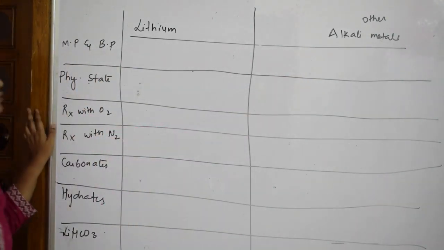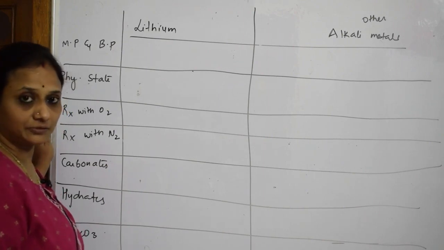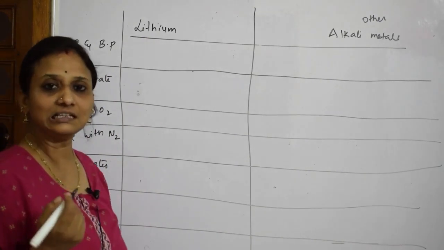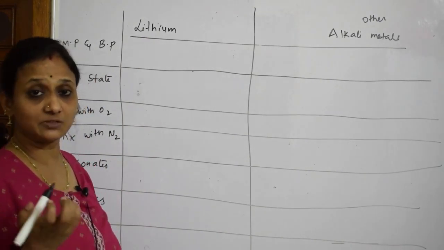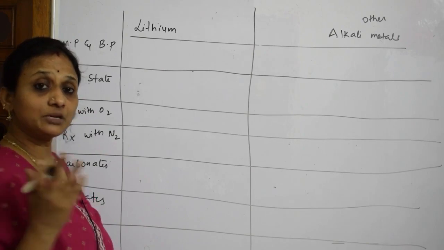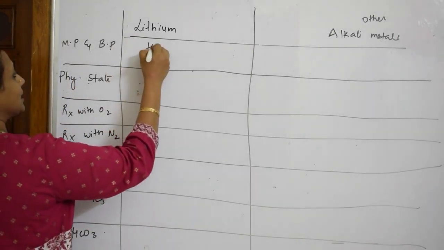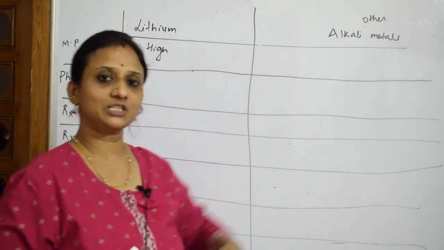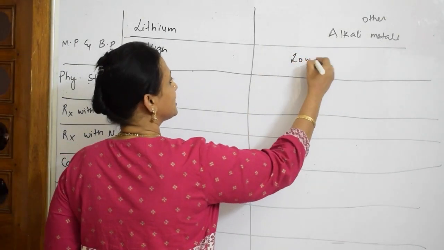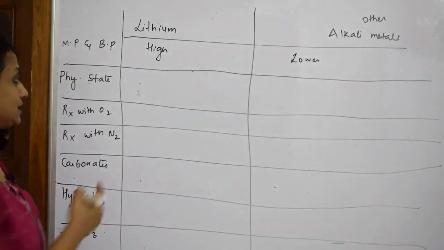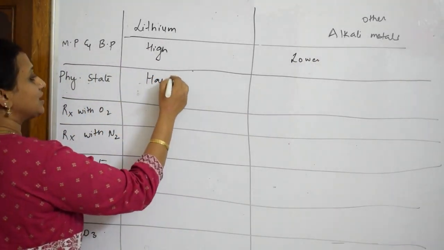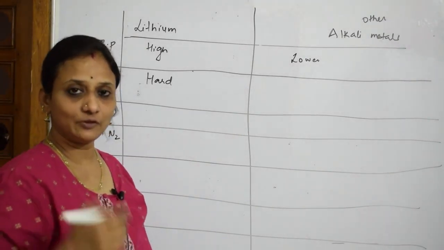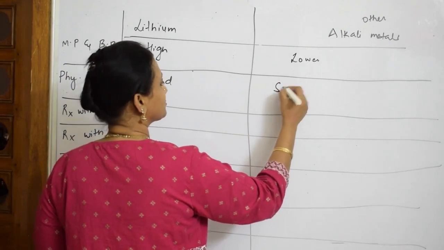Now when I speak about lithium, the melting point and boiling point are very high, because the size of lithium is very small and the ionization enthalpy is very high, as I said. Compared to this, the other alkali metals are a bit lower. Next, the physical state: lithium is very hard in nature, whereas alkali metals you can cut with a knife, isn't it? We already studied that they are soft metals.